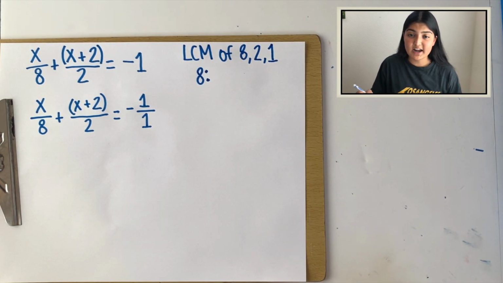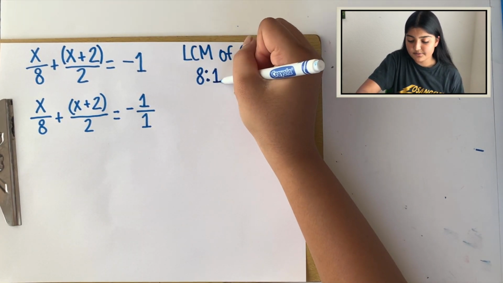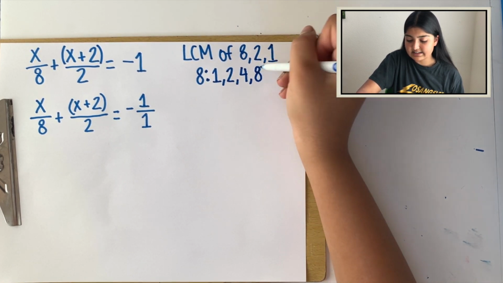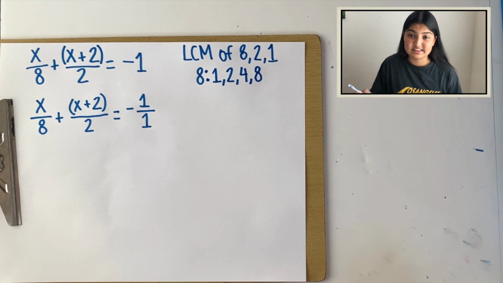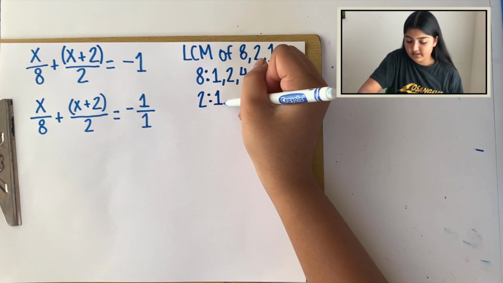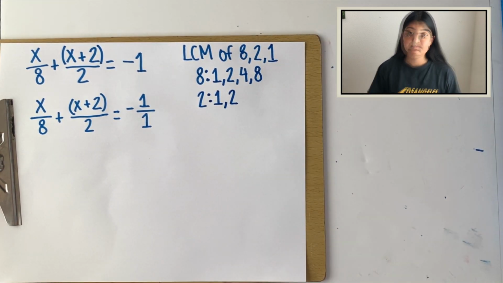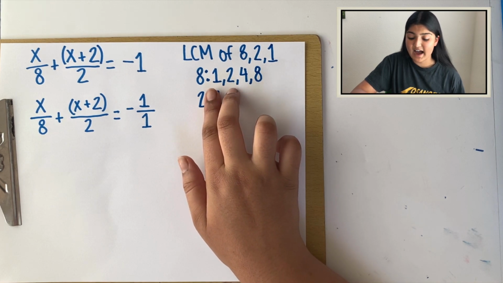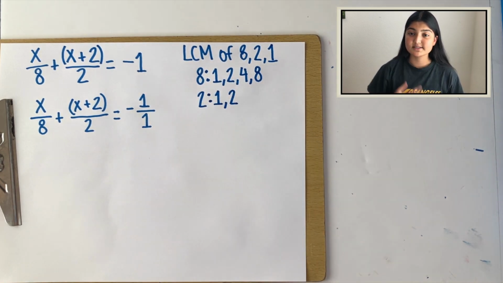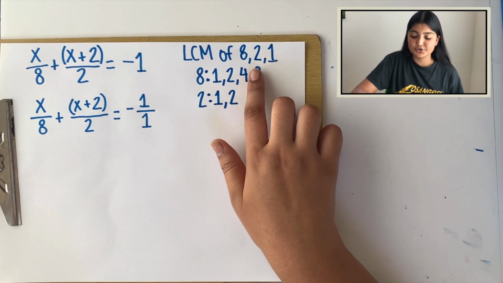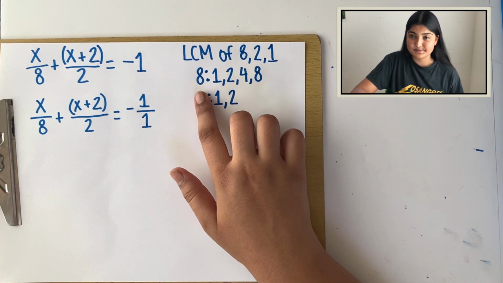The factors for 8 are 1, 2, 4, and 8. The factors for 2 are 1 and 2. Now, as you can see, 1 and 2 are both factors of 8. So, the least common multiple of 8, 2, and 1 is 8.